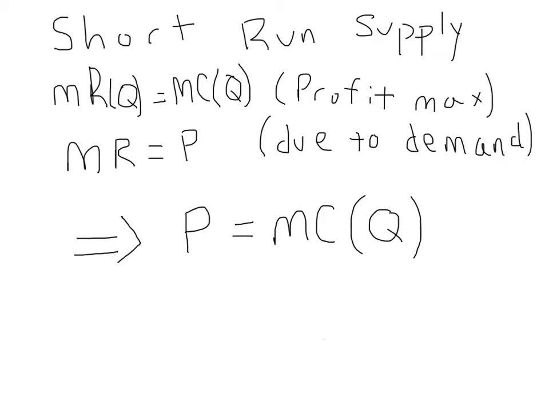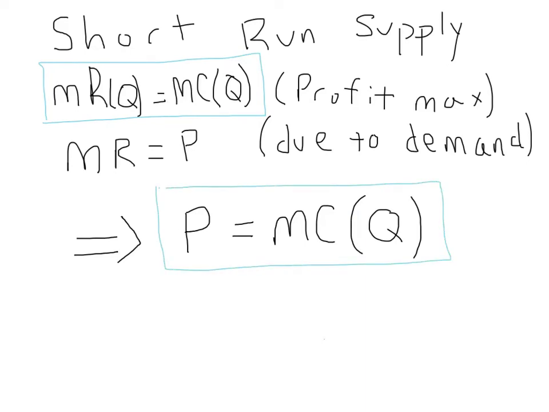This leads to our short-run supply curve. We see that the golden rule for profit maximization is that marginal revenue equals marginal cost. Marginal revenue, just in this perfect competition case, is equal to P due to that perfectly elastic demand curve. So our equation that implicitly defines our supply curve is P equals marginal cost.